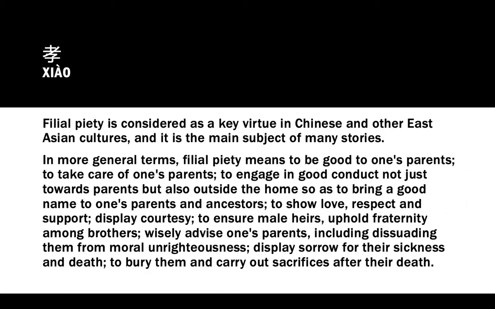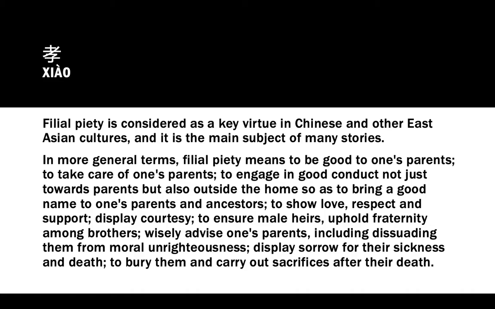And to give you more explanations towards this ideology, filial piety is considered a key virtue in Chinese and other East Asian cultures, and it is also the main subject of many stories. In more general terms, filial piety means to be good to one's parents, to take care of one's parents, to engage in good conduct, not just towards parents, but also outside the home, so as to bring a good name to one's parents and ancestors.